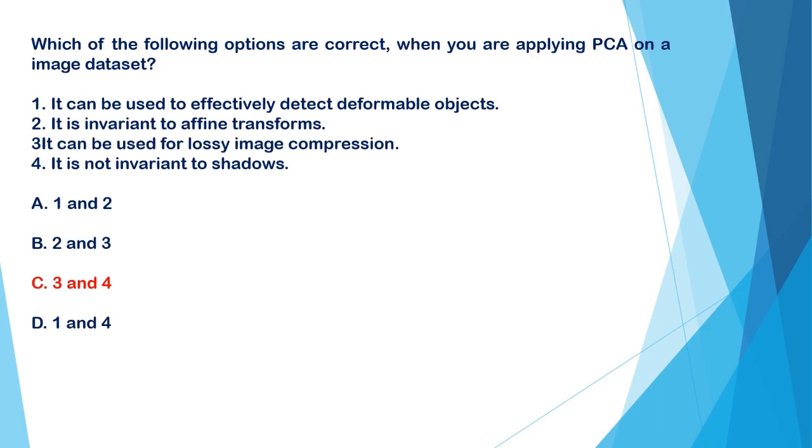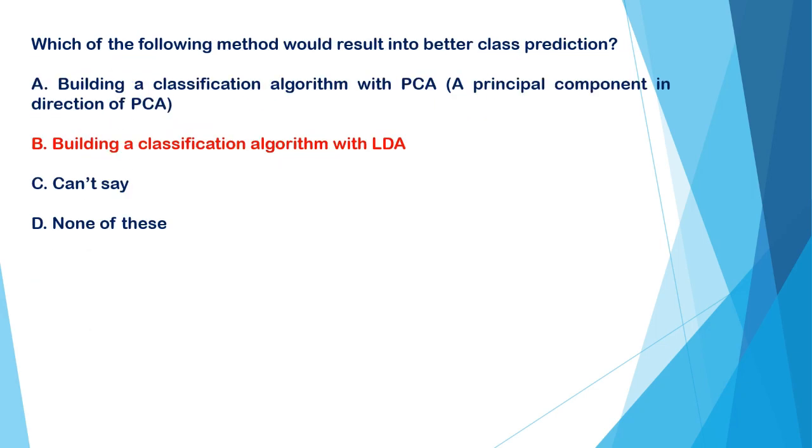Which of the following options are correct when you are applying PCA on an image data set? First, it can be used to effectively detect deformable objects. Second, it is invariant to affine transforms. Third, it can be used for lossy image compression. Fourth, it is not invariant to shadows. And the options are A first and second, B second and third, C third and fourth, and D first and fourth. And the correct option is C, third and fourth.